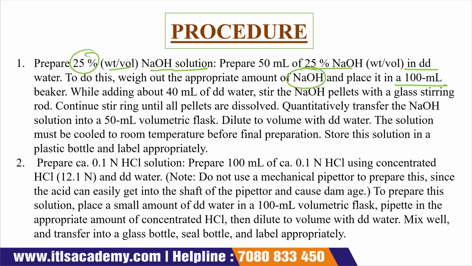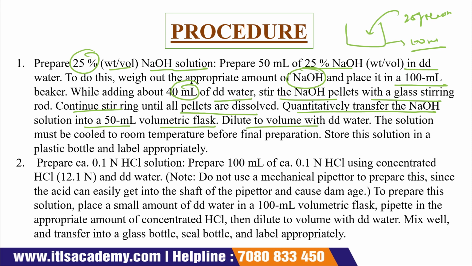Suppose that this is your NaOH. We have to prepare 25%, so we take 25 grams of NaOH and put it into a 100 ml flask. Now we add 40 ml of deionized distilled water and stir the NaOH pellets with a glass stirring rod, continuously stirring until all the pellets are dissolved. Then we transfer the solution into a 50 ml volumetric flask and dilute to volume with deionized distilled water. Then the remaining 60 ml of deionized distilled water will be added.